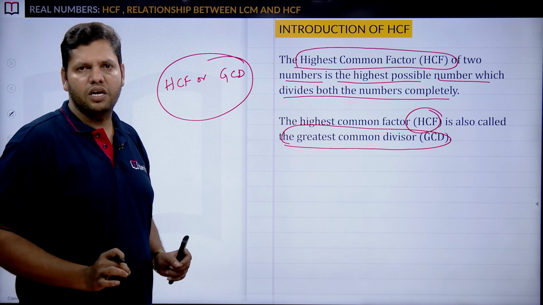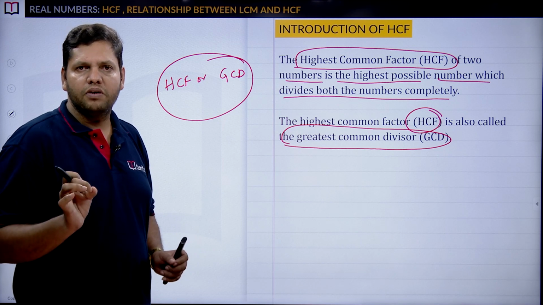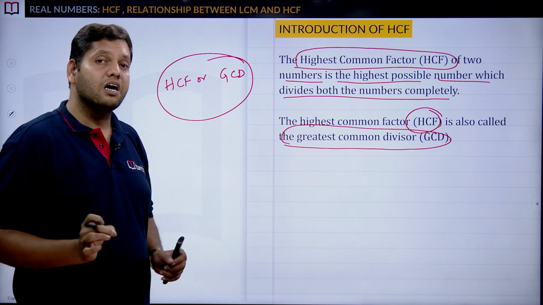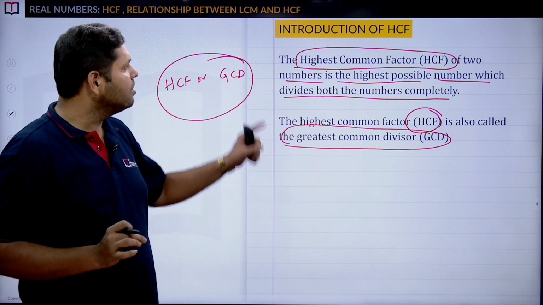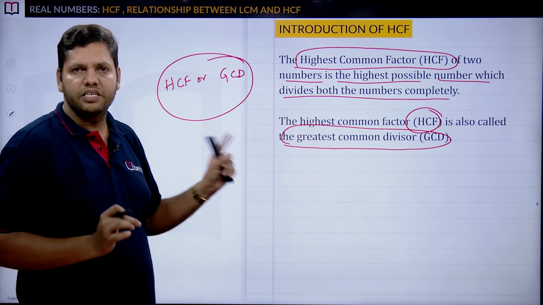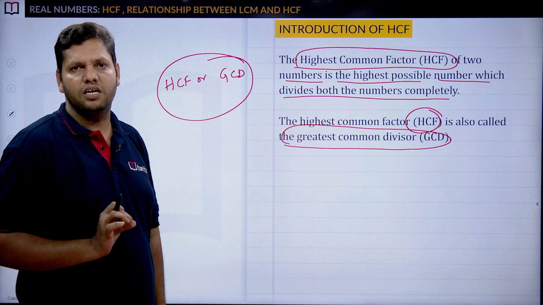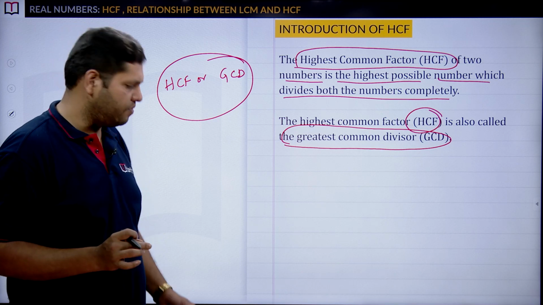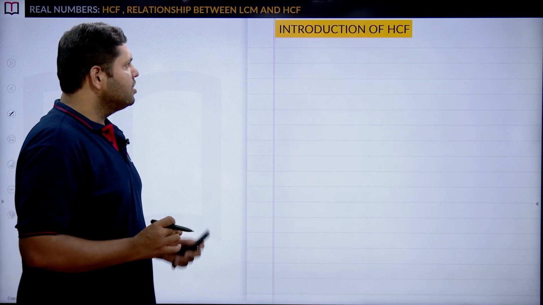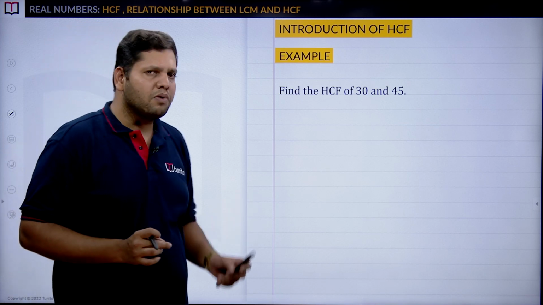The definition is very simple, children. I told you already. We have to pick up the greatest factor among them. So that is called GCD or we can say HCF. Clear, children? Any doubts? No. Very good. Now, children, first we'll take one small example.